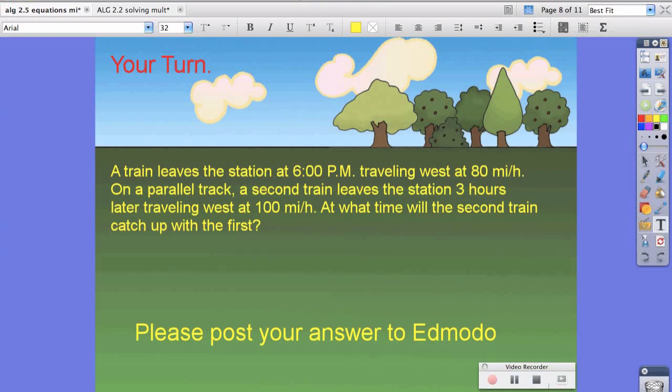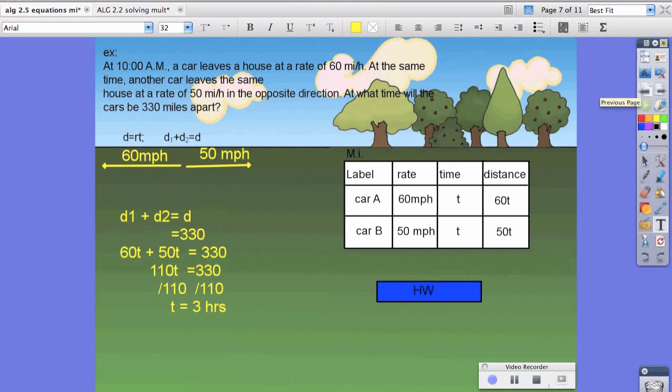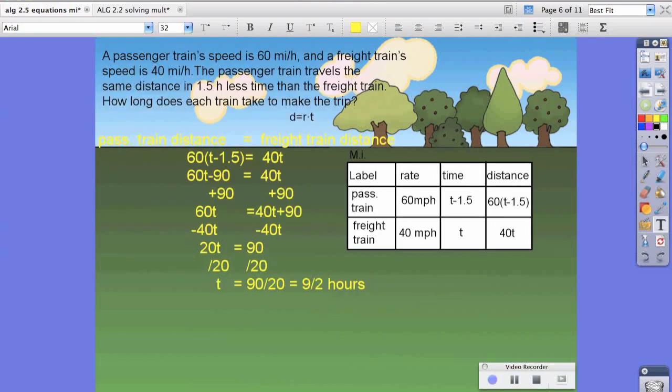So what you want to consider while trying this problem is, does this problem match more this second example, where they're going in opposite directions, or the first train example, where they're going in the same direction?